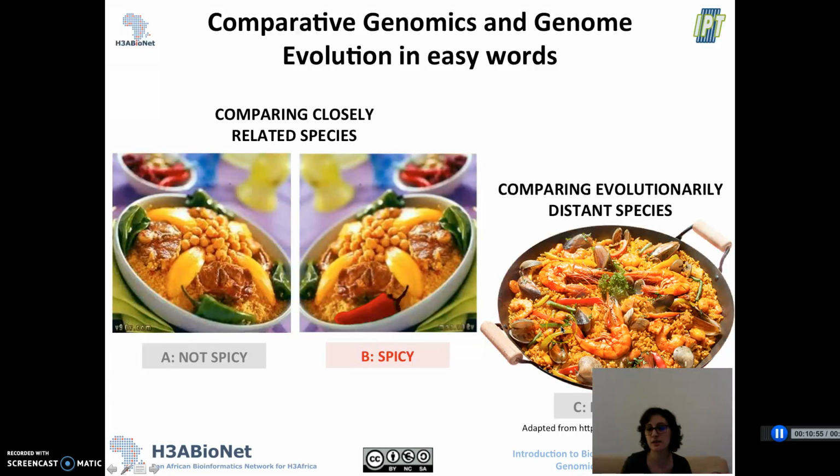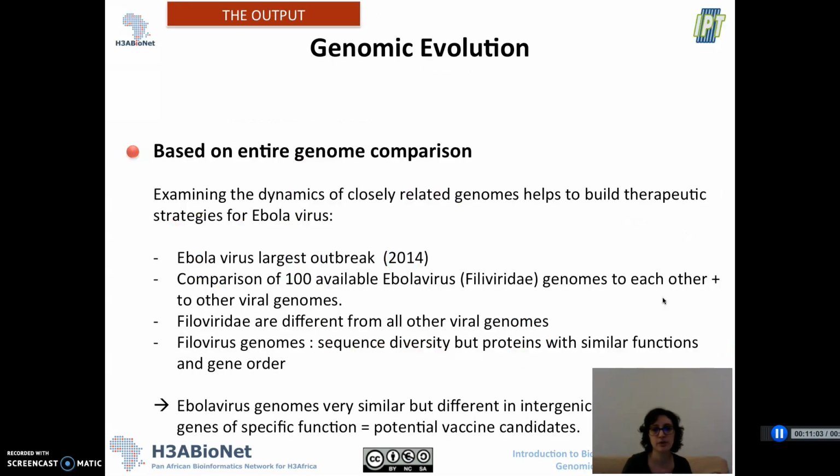This is what is done when we are inferring homology from a very complex organism to a simple one. You have here the example of Ebola virus, for which we use these kinds of comparisons. The researchers compared 100 available Ebola virus genomes, which belong to the Filoviridae group. These are completely different from all other viral genomes, so comparing the Filoviridae to other viral genomes allowed people to confidently assign them to a different group.